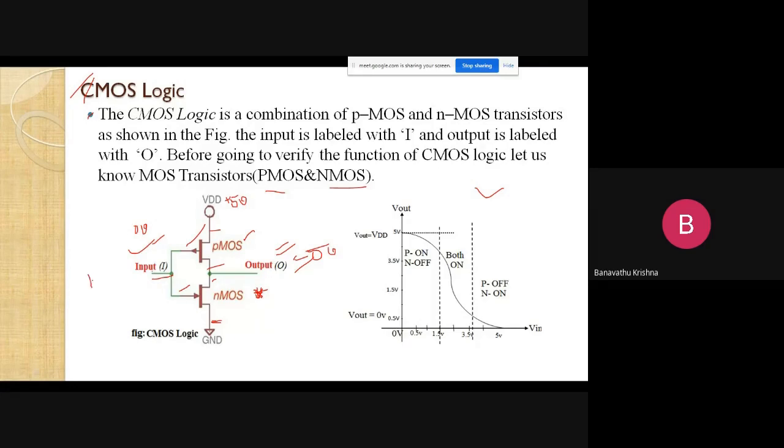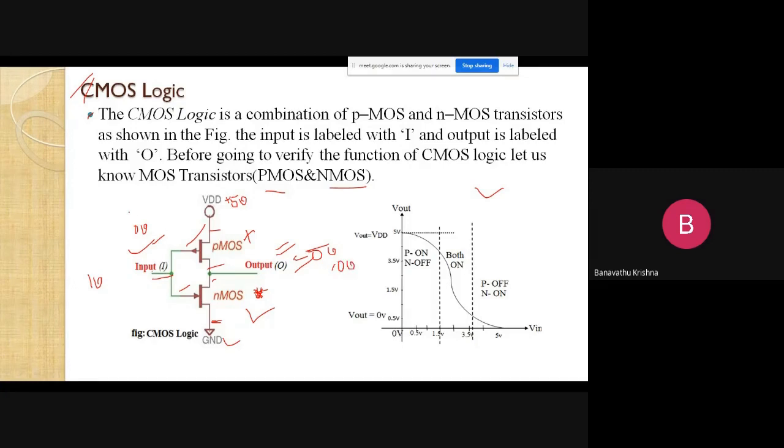Now we can apply logic 1 at the input. Then the P channel is going to be off and the N channel is going to be on, due to the applied voltage at the gate's common terminal. Now the connectivity from VDD to output is disconnected, and the connection is formed. The path is formed between output and ground. Whatever data is available here will be discharged to ground through this NMOS transistor. Finally, we are getting 0 volts here.